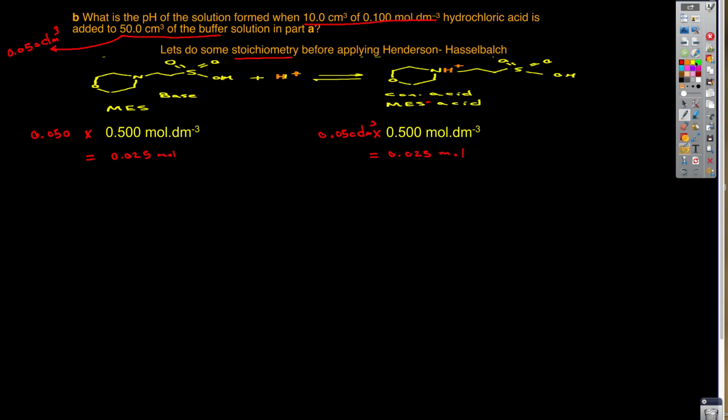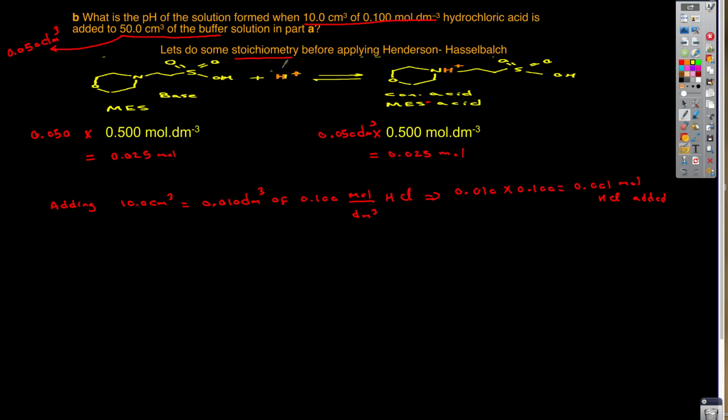Now let's see what happens when we add. We are adding 10 centimeter cube, which divided by 1000 is 0.010 decimeter cube of 0.1 mole per decimeter cube of HCl. This means if we multiply these two, we know how many moles of hydrochloric acid we are adding. So when we do this, we get 0.001 mole of HCl added. Now let's just go to the equation and see what happens.